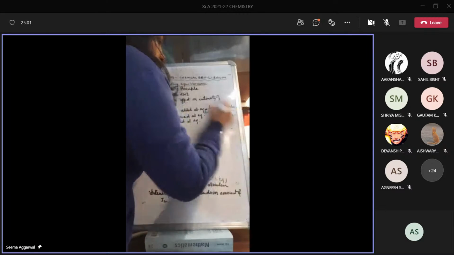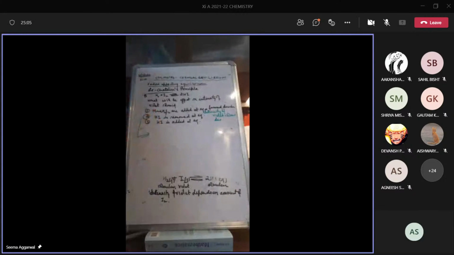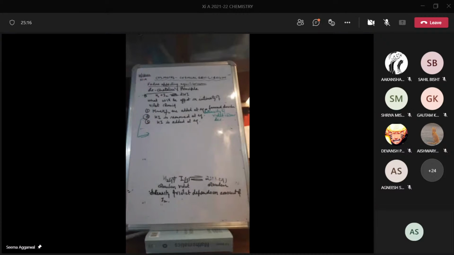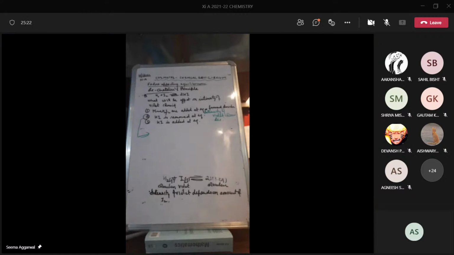Is it okay? So this is my first part. Now in my second part, HI is removed. It means we are removing HI. So according to Le Chatelier's principle, if we are decreasing something, the reaction will proceed in a direction so as to oppose. It will try to increase HI.